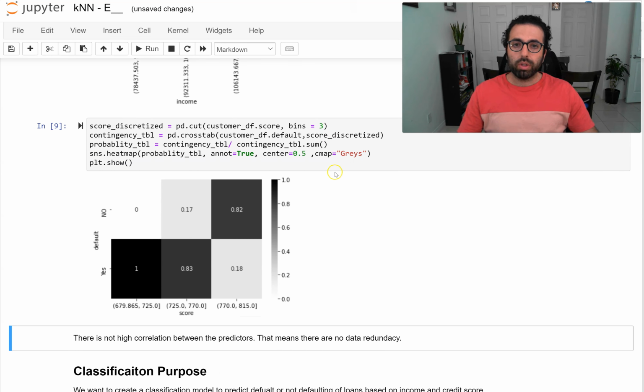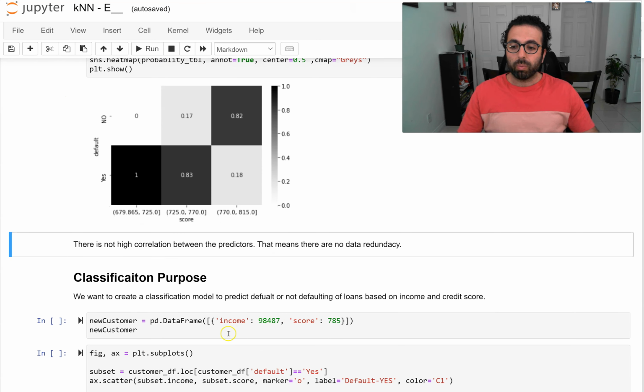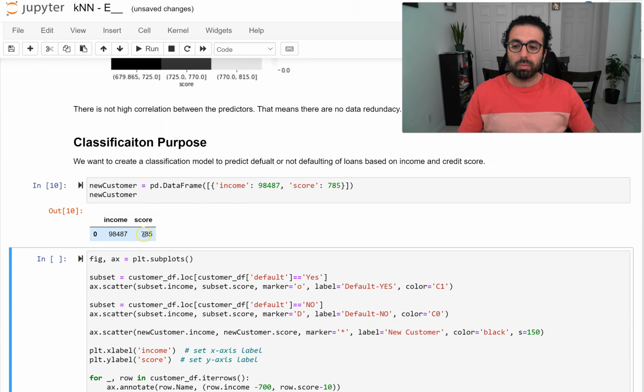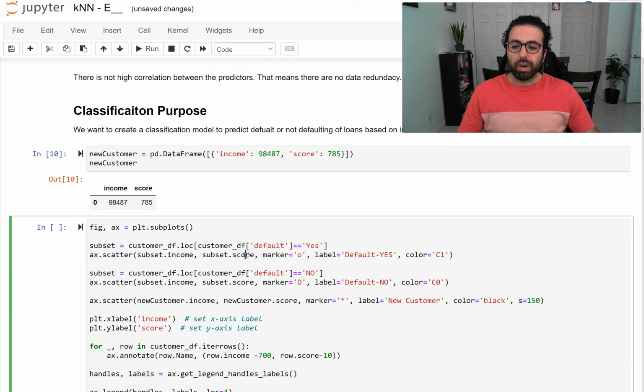So we are going to create a classification model so we can predict default or no default, or customer being in default or not, based on their income and credit score in this data set. So we also want to, once we create our classification model, be able to have a prediction for this new customer.